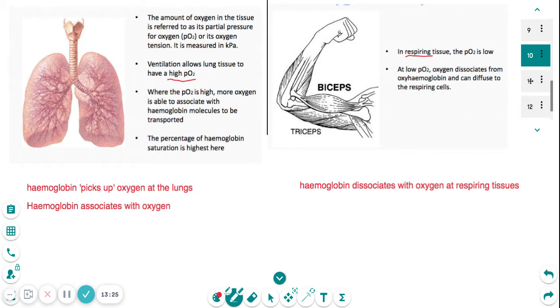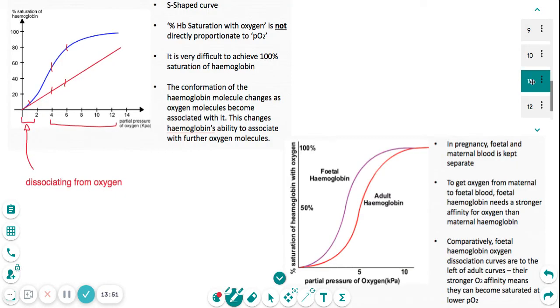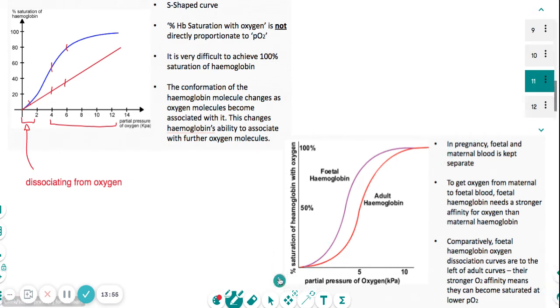So it works out both ways. Hemoglobin is very good at associating with oxygen when there's high partial pressures, and it's very good at dissociating when there's low partial pressures. What a perfect situation. It's good at picking up oxygen, and it's good at letting go when it needs to let go, where it's needed. Okay, so last thing to talk about is the types of hemoglobin.